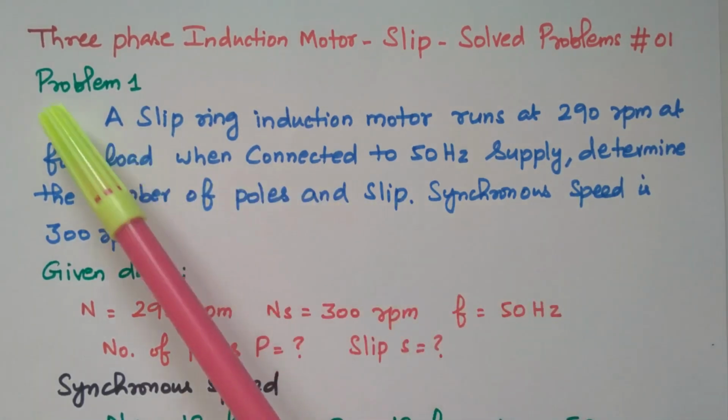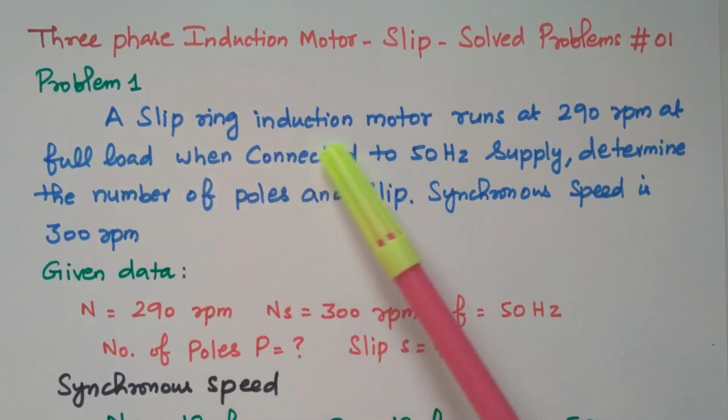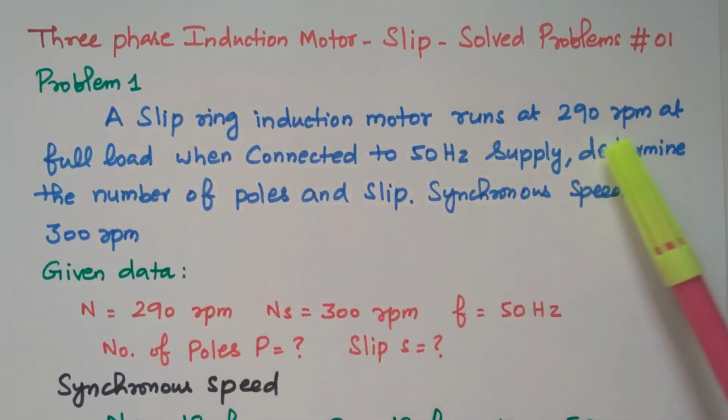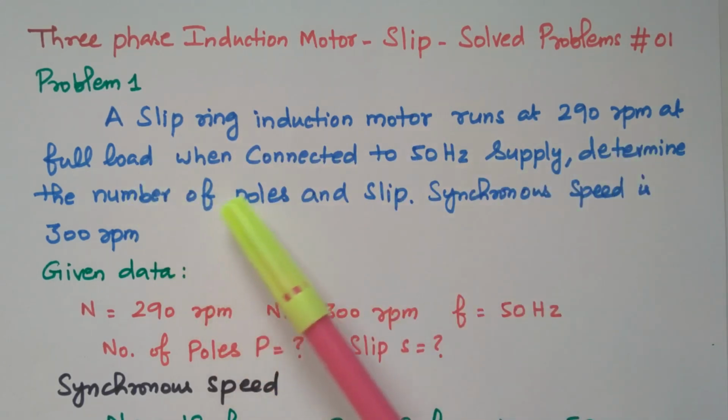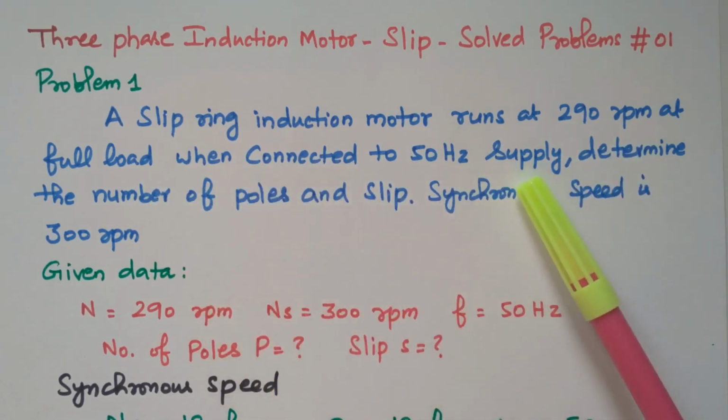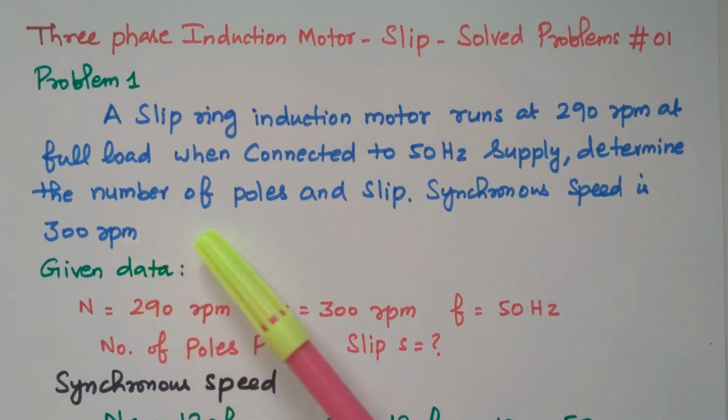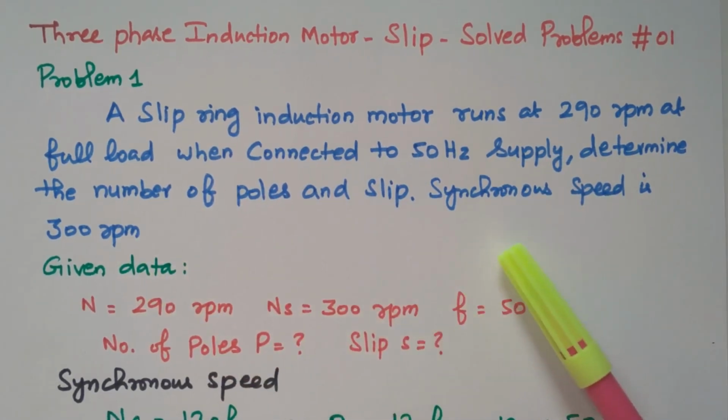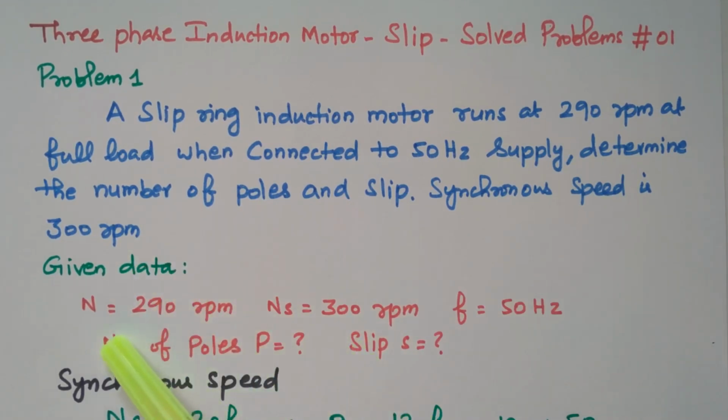Now we'll go to the first problem. A slip ring induction motor runs at 290 rpm at full load when connected to a 50 Hz supply. Determine the number of poles and slip. The synchronous speed is 300 rpm. First we will analyze the data. The synchronous speed is given as 300 rpm, but the motor rotates at 290 rpm at full load. The frequency is 50 Hz. We need to find the number of poles and slip of the induction motor.